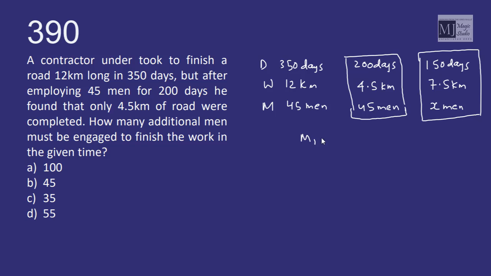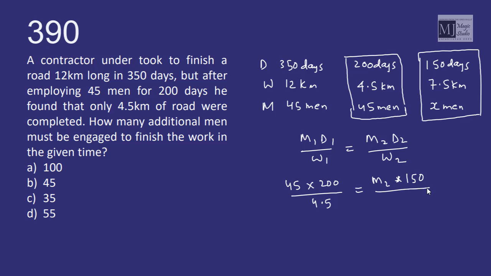So now we use masala. M1 D1 by W1 equals M2 D2 by W2. Because hours are not given, those are assumed to be same in both the cases. So 45 men working 200 days completed 4.5 kilometers. How many men would be required working for 150 days and completing 7.5? So 4.5 10 times, 7.5 20 times, and if I cancel this with 10, so M2 is 100 men. 100 men would be required to complete the remaining tasks in remaining time.